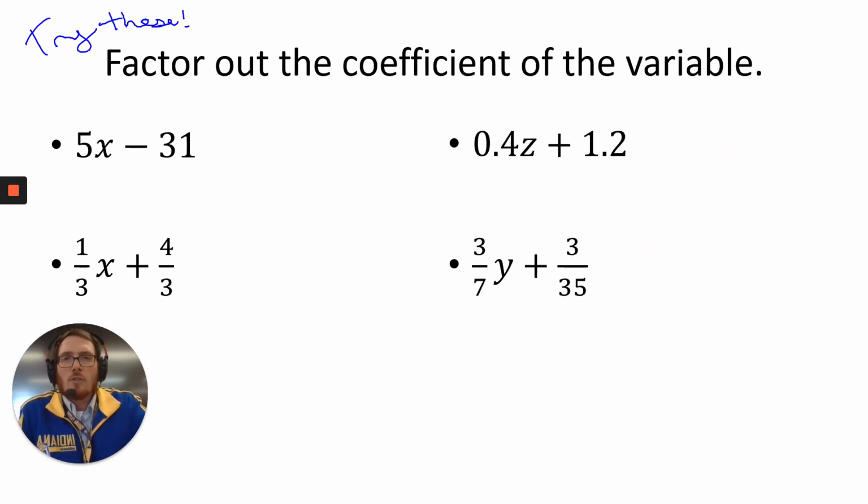Again, take a few moments and try these 4 questions. They say to factor out the coefficient, which means every single time you're going to take the number in front of the variable and take that out as your factored form.